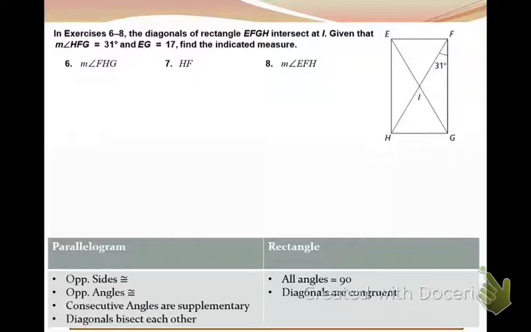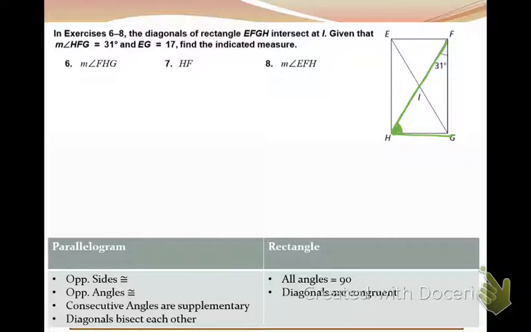We're actually going to do 6 and 8 and then do number 7. We're trying to find FHG, which is this angle. And the only angle we're given is 31 degrees. There are a couple of ways to do this. Can anybody think of one way?